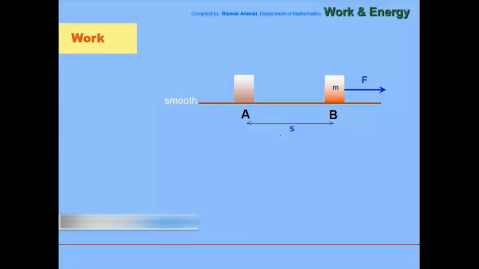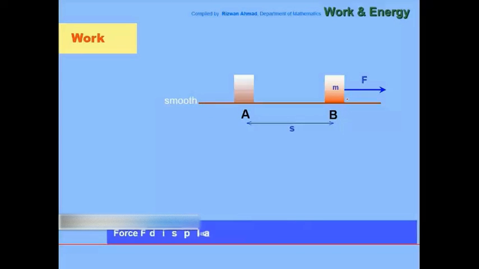So s meters are moved by this force in the direction of the force F, because the force is parallel to the surface. So it has moved along the surface to this point B. Now, what is the work done? Work done will be: force F displaces the object of mass m s meters from A to B.